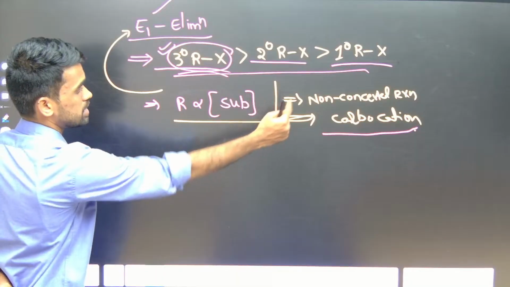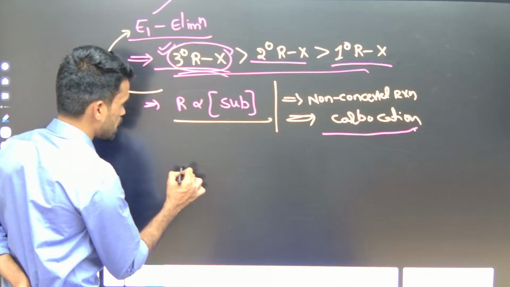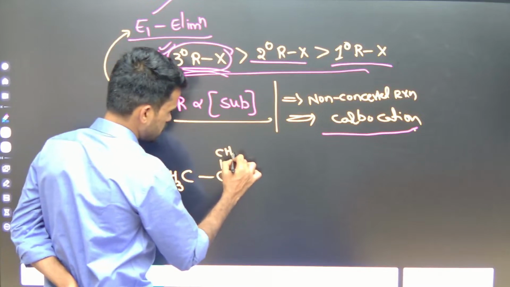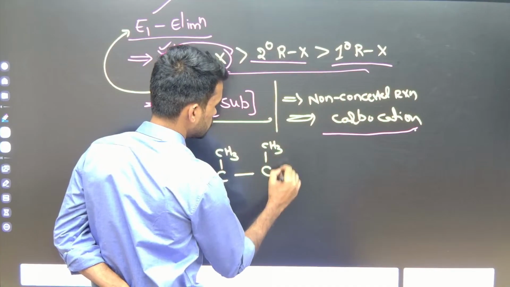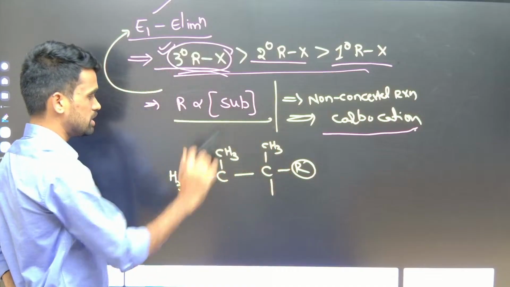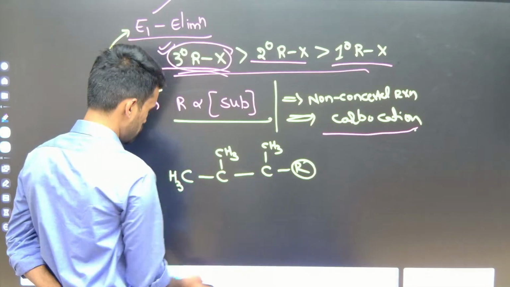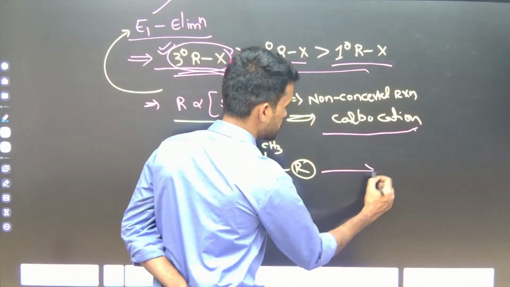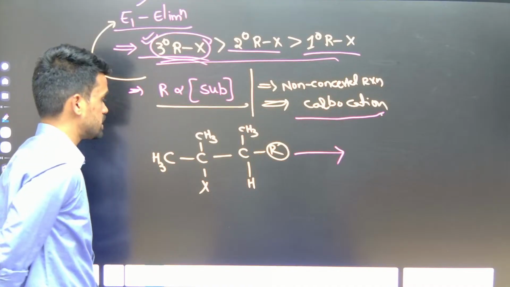So it's a non-concerted reaction. Carbocation is an intermediate formed during the reaction. Let us take one reaction to understand this. So CH3, some R group is there. R group means that is also an alkyl group only, like ethyl, methyl, anything you can take. So here one hydrogen atom I am taking, and here I am taking one halide ion. So now what happens during the reaction? Can you tell me whether this is a tertiary halide or not? Yes, this is a tertiary halide.